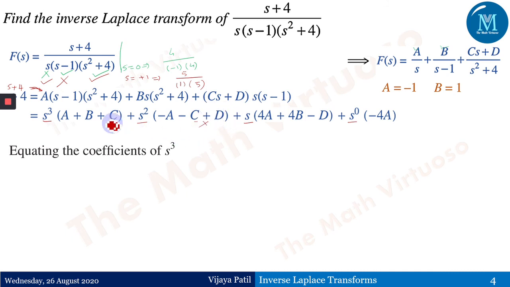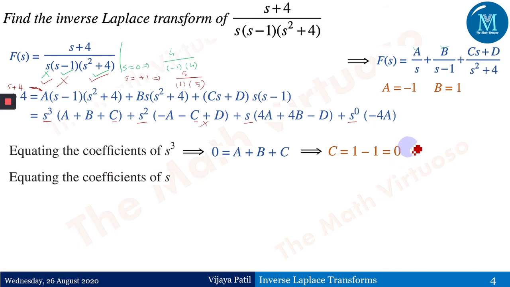I have to make use of the coefficient of s cube, that is a plus b plus c. On the LHS I have just s plus 4, I don't have s cube. So I take the coefficient of s cube on the RHS as 0, and therefore a plus b plus c equals 0. I am aware of a and b, so I will get c equal to 0 over here, right?